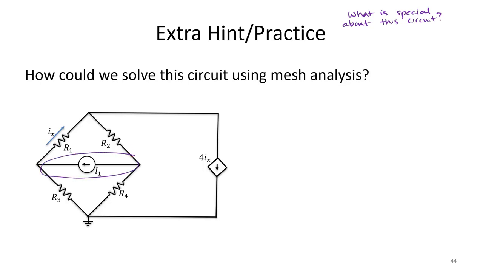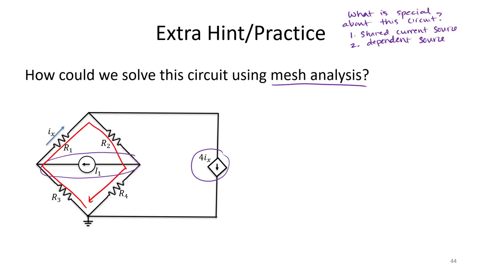Well, first, notice we have a shared current source. We also have a dependent source. So, in order to solve this circuit with mesh analysis, we're going to need to write a super mesh equation. I'm not sure which way my current is flowing, but we can write a super mesh equation.